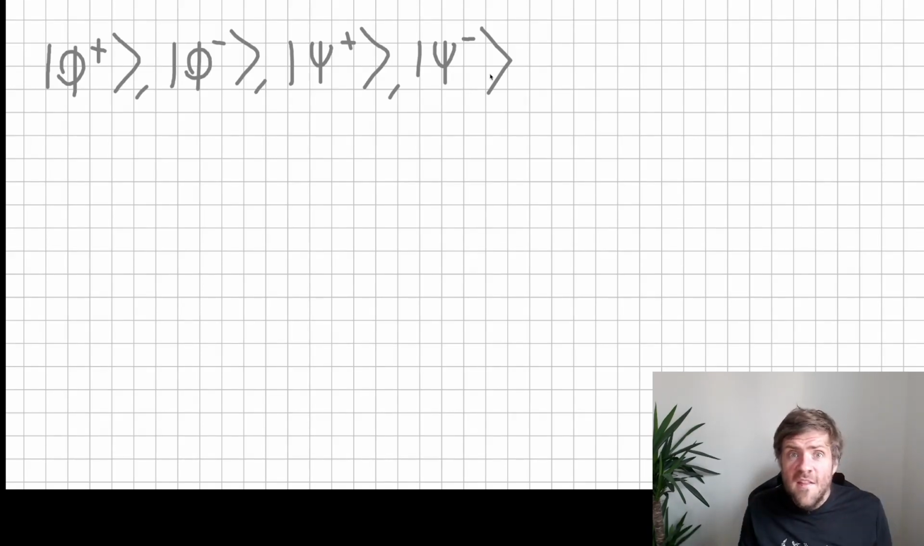Anyway, so it's a basis, we can measure in it. The fact that it's entangled does not stop us doing that. And any 2-qubit state can be expressed in this basis. And that's what we're going to do now while looking at teleportation.